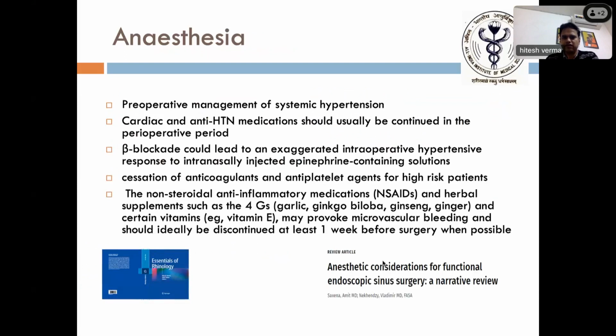In anesthesia, what we require is hypotensive anesthesia. In pre-operative preparation, if hypertension is there, it should be well controlled. Sometimes administration of a beta blocker and simultaneous use of epinephrine can increase intraoperative hypertension, so it should be well managed. All anticoagulants and antiplatelet drugs should be avoided, as they increase the risk of bleeding. NSAIDs and some herbal medications like garlic and ginkgo biloba also increase the risk of intraoperative bleeding. They should be avoided.